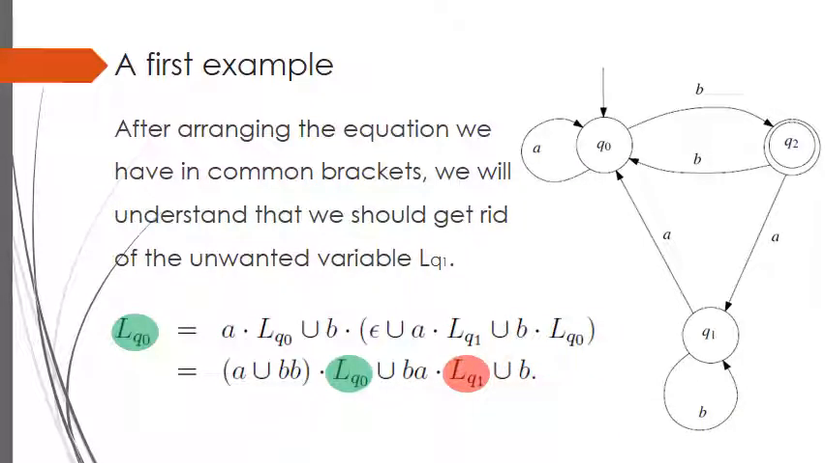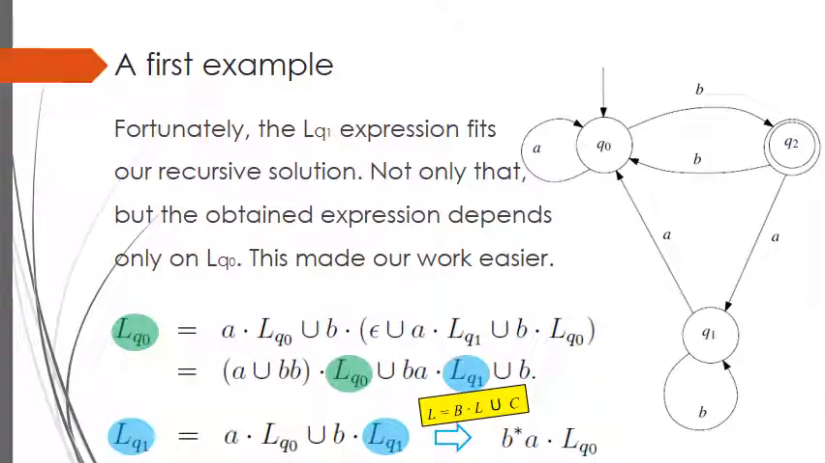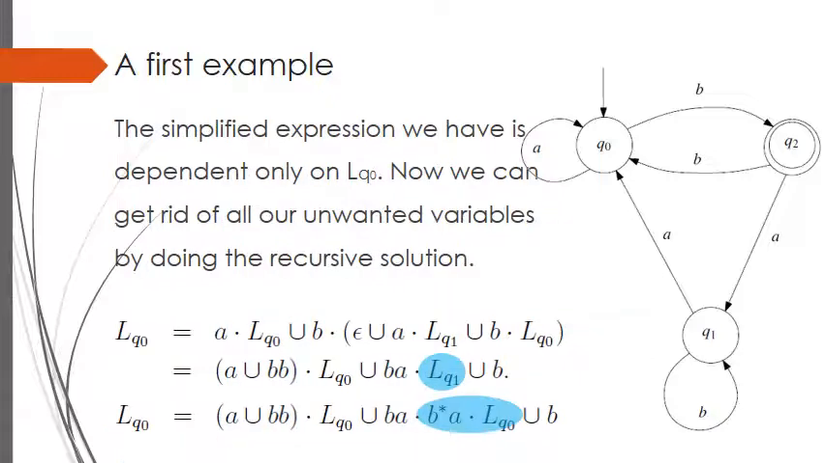After arranging the equation in common brackets, we will understand that we should get rid of the unwanted variable LQ1. Otherwise, we cannot implement our recursive solution. Fortunately, the LQ1 expression fits our recursive solution. Not only that, but the obtained expression depends only on LQ0. This made our work easier. The simplified expression we have is dependent only on LQ0.